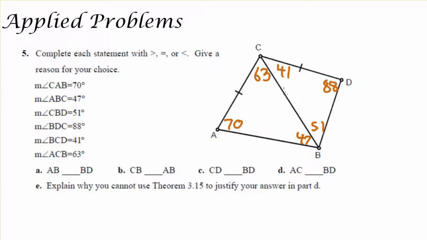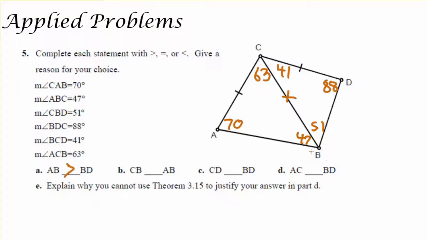Now, my first comparison comes between sides AB and BD. So I'm looking at AB and BD. Now, to compare those two, I know that 63 and 41 do fall between two pairs of congruent sides. And since 63 is larger, AB is going to be larger than BD.